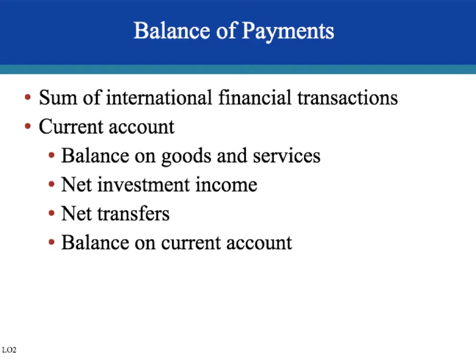Also, it looks at net transfers. So this is the amount of foreign aid that goes out of the United States to other countries. Also, pensions paid to any U.S. citizens that are living out of the country, and the money that immigrants send to relatives back home. So when we add all of this up, we have the balance on the current account.